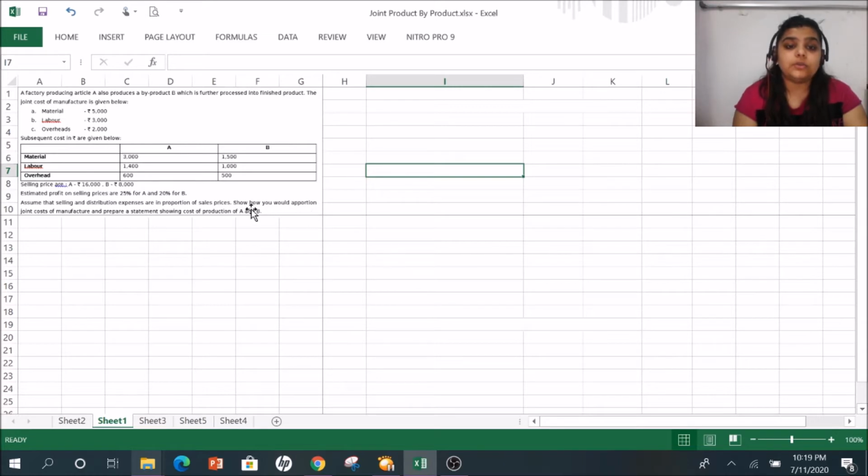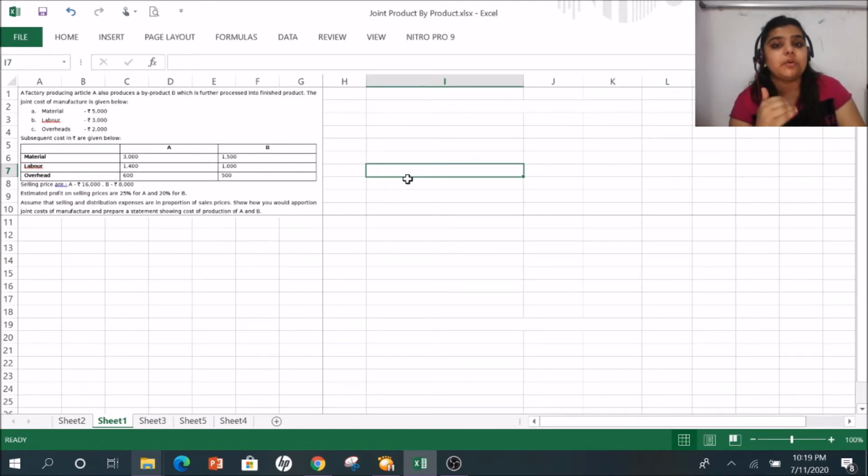Show how you would apportion the joint cost of manufacture and prepare a statement showing the cost of production of product A and B. So now we have to distribute our joint cost between product A and B.